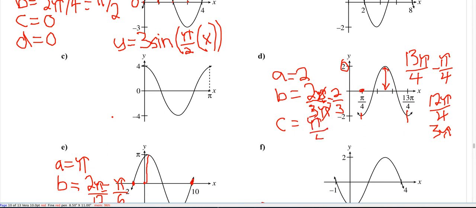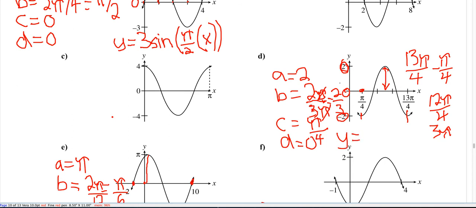And again, there's no vertical displacement because this value and this value are just absolute. This is the absolute value of this. This is just in the middle. There's no shift whatsoever, so that's just D equals 0. We can get our equation from here.